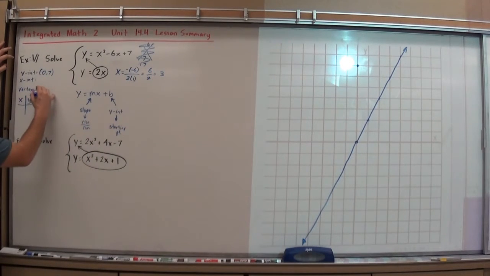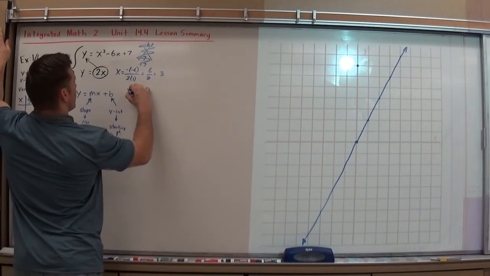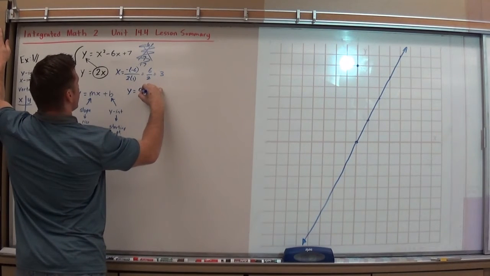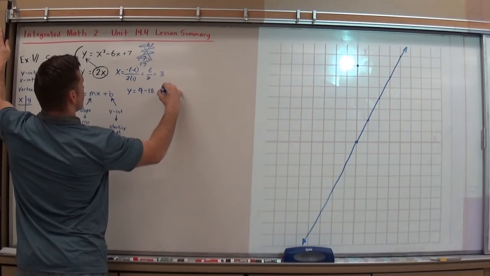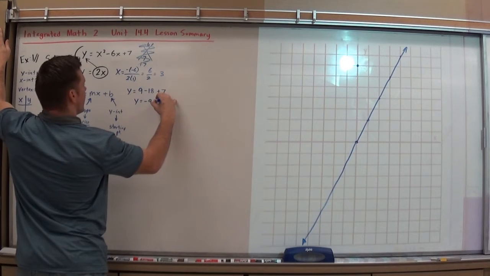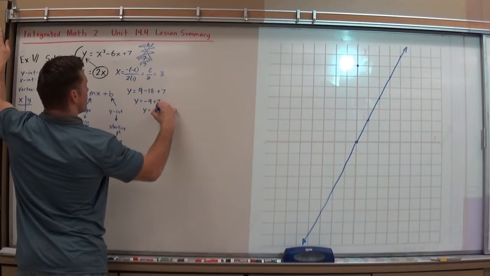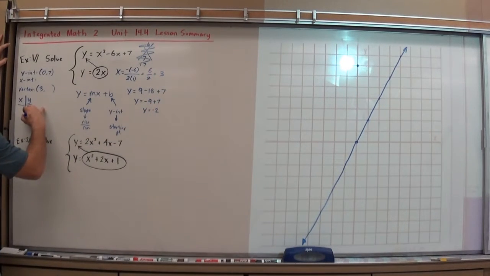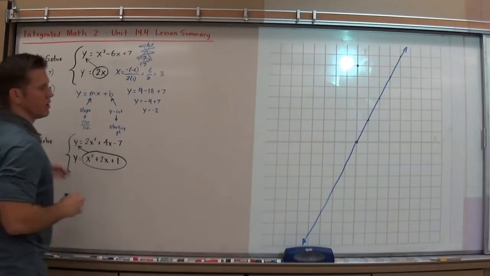So my axis of symmetry is 3, which means my vertex is whatever 3 plugged into this equation is. So let's find that. 3 plugged in. 3 squared is 9. 6 times 3 is 18, so 9 minus 18 plus 7. 9 minus 18 is negative 9. Negative 9 plus 7 is negative 2. So I have the center of my graph is at 3, negative 2. And that gives me a good starting point.